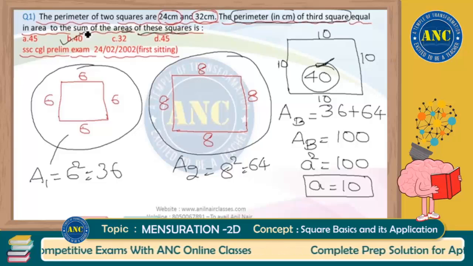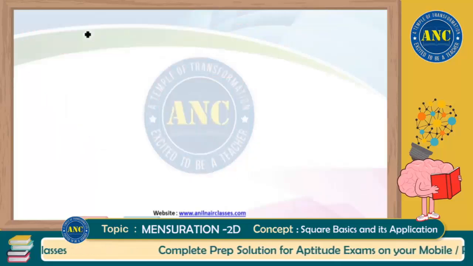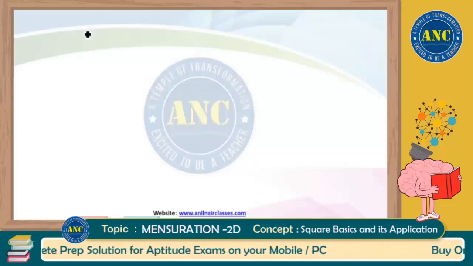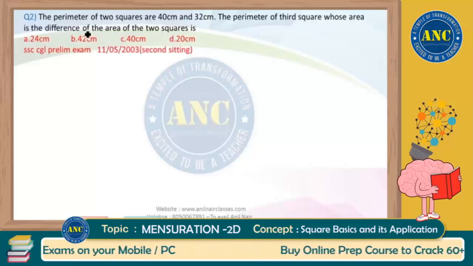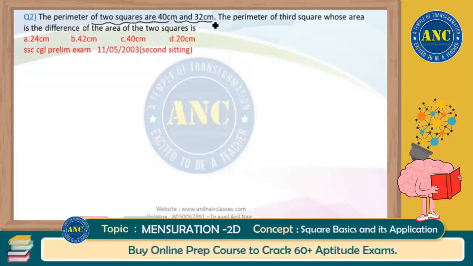I hope my first question for this topic on areas and perimeters of a square is very clear for you people. Now let me immediately move on to my second question, which is quite similar to what I have solved right now. The perimeters of two squares are 40 and 32.